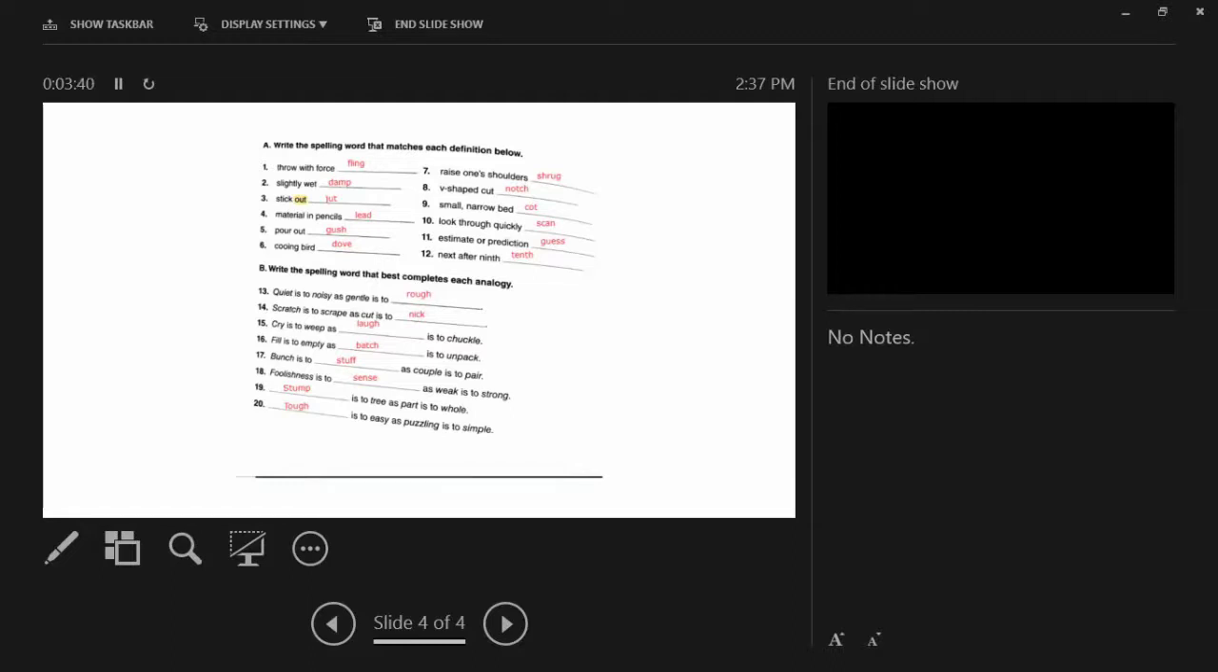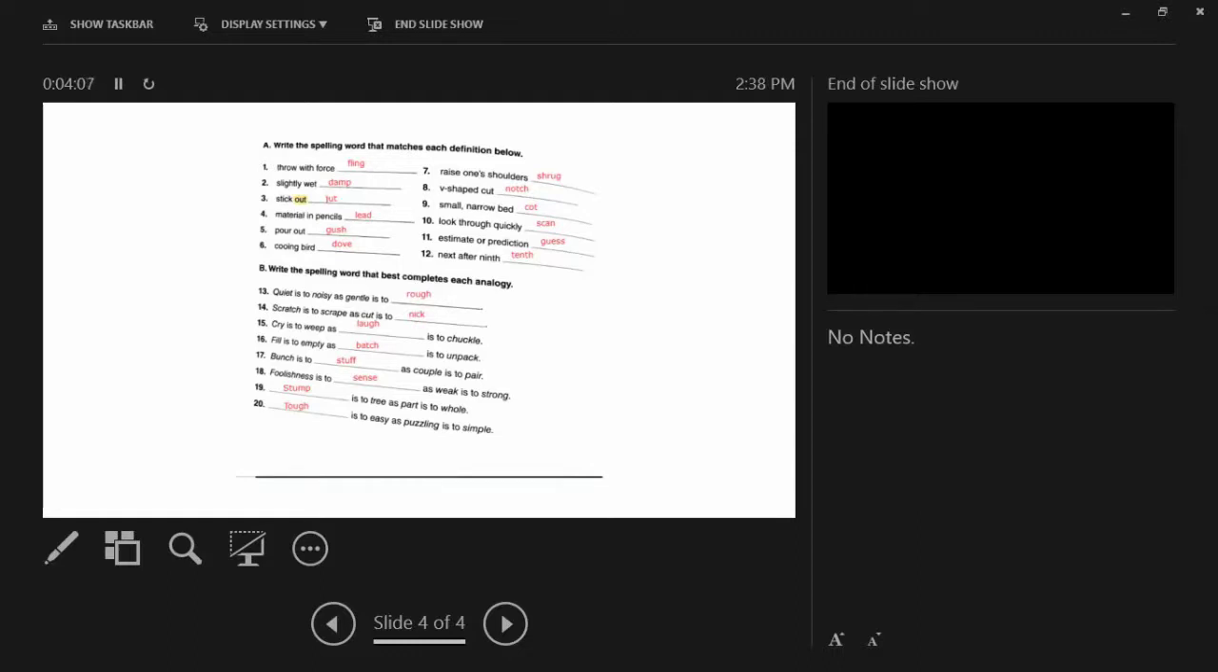So those words which are comparatively difficult, I will try to explain as much as possible. Slightly wet, damp, it means wet with water, with liquid. Number 3, stick out means jut, to take it out from the surface of something. Number 4, material and pencil, lid. Number 5, pour out, gush, take out something in a liquid form like water.